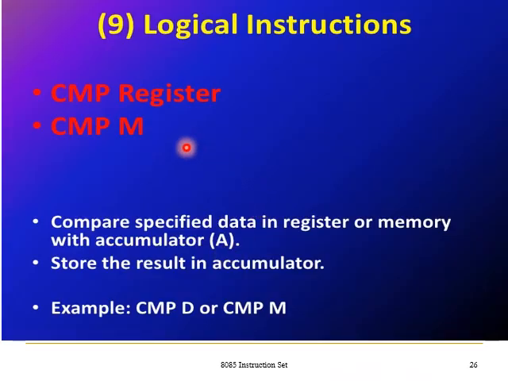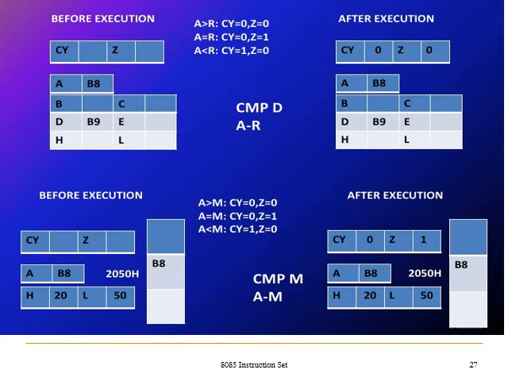The next logical instruction we are going to see is compare, right? We can compare a particular register content with the accumulator, or else we can compare a memory content with the accumulator. Compare specified data in register or memory with the accumulator. The result is stored in the accumulator. Let us see some examples of this compare operation.